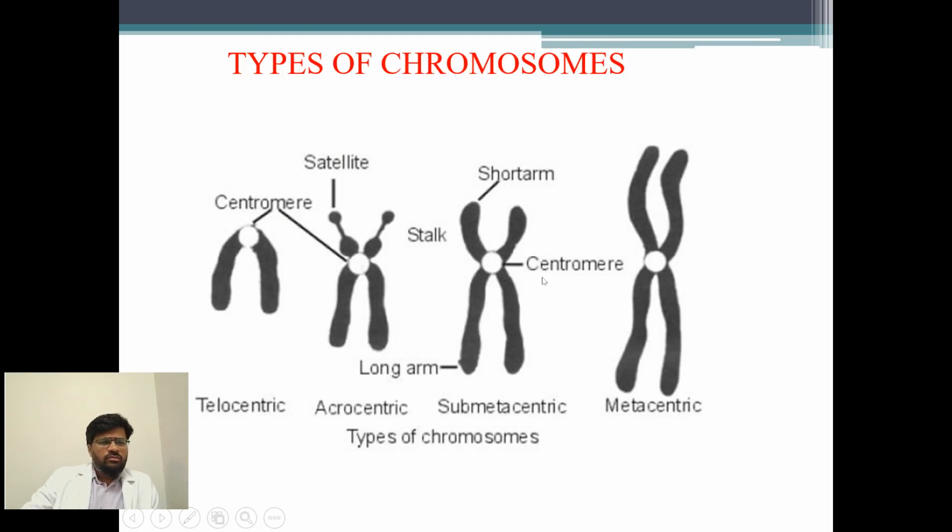So we know that there are different types of chromosomes. Metacentric, with the centromere in the center and two equal sides of the chromatids. Submetacentric, where the centromere is more towards one side, with one side being short and the other side being long. Acrocentric, where the centromere is almost near the end of one side of the chromosome. And telocentric, where the centromere is arranged completely at the end. So these are the four types of chromosomes.